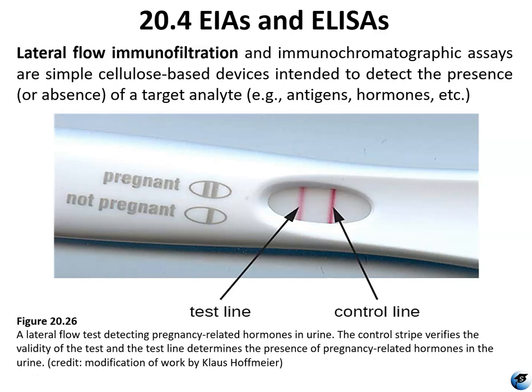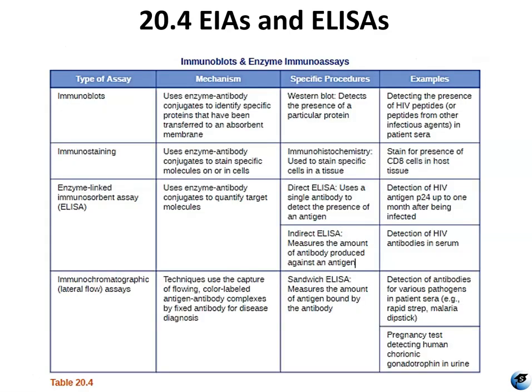If you ever are faced with a positive pregnancy test, you are advised to go and get a more involved screening with your doctor, because that's exactly what a lateral flow test is: it's a screening. It's a quick, easy screening test. And things can go wrong to give you a false positive. This is a nice table that is, again, summarizing the types of assays, how they work, and different examples.